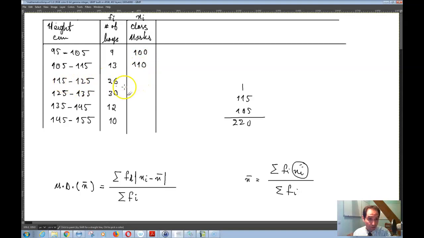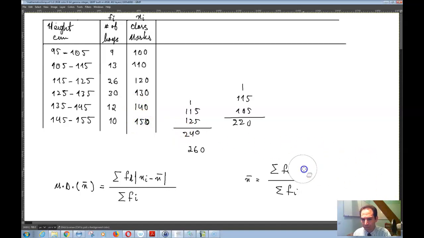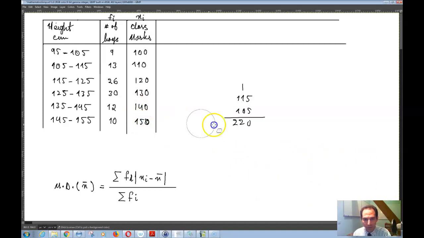Okay. So 115 plus 125 is 240, 120. Okay, 110, 120, then 125 plus 135 is 260, and 130. And the same thing keeps going on, 140 and 150. I didn't want to erase that, but I did.